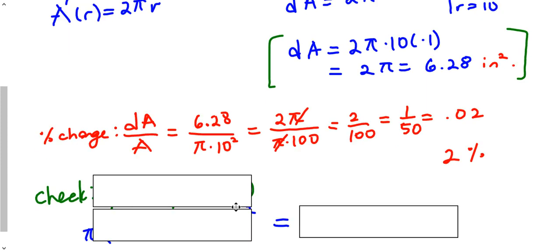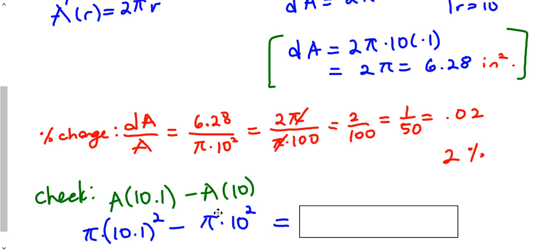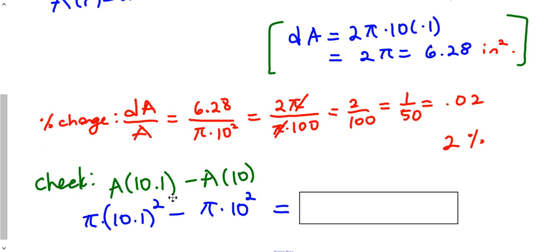There is actually a way to do this without derivatives. You could find the area at 10.1 minus area at 10 to see when you go from radius from 10 to 10.1, how much does the area change? Now, it's good to do it by checking, but typically for these questions, I'm going to ask to show the work using differentials because there's higher level problems where this checking is not possible. So that's the whole purpose here for you to understand how to do these problems with the differentials approach.